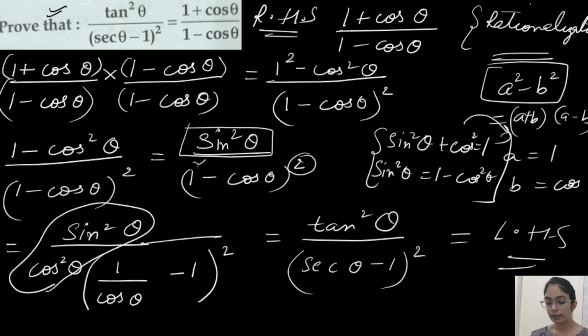Is this question clear? Let's do the next question. Yes, secant is equal to 1 by cos, so that's what we have changed. Now let's do the next question.